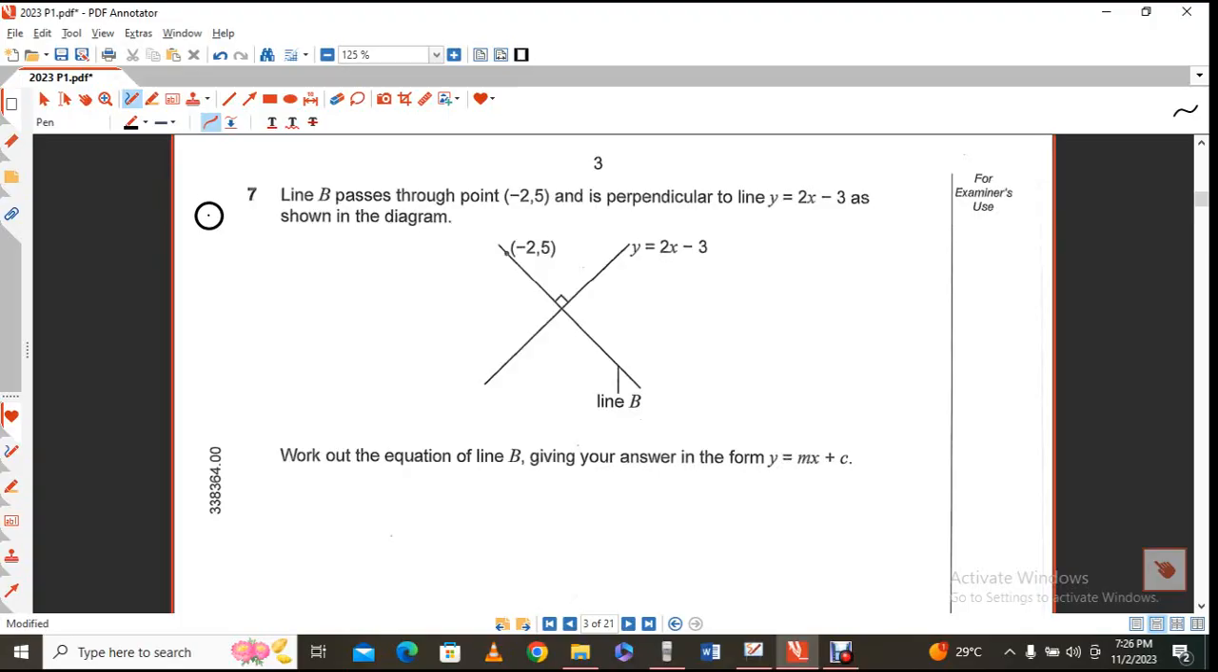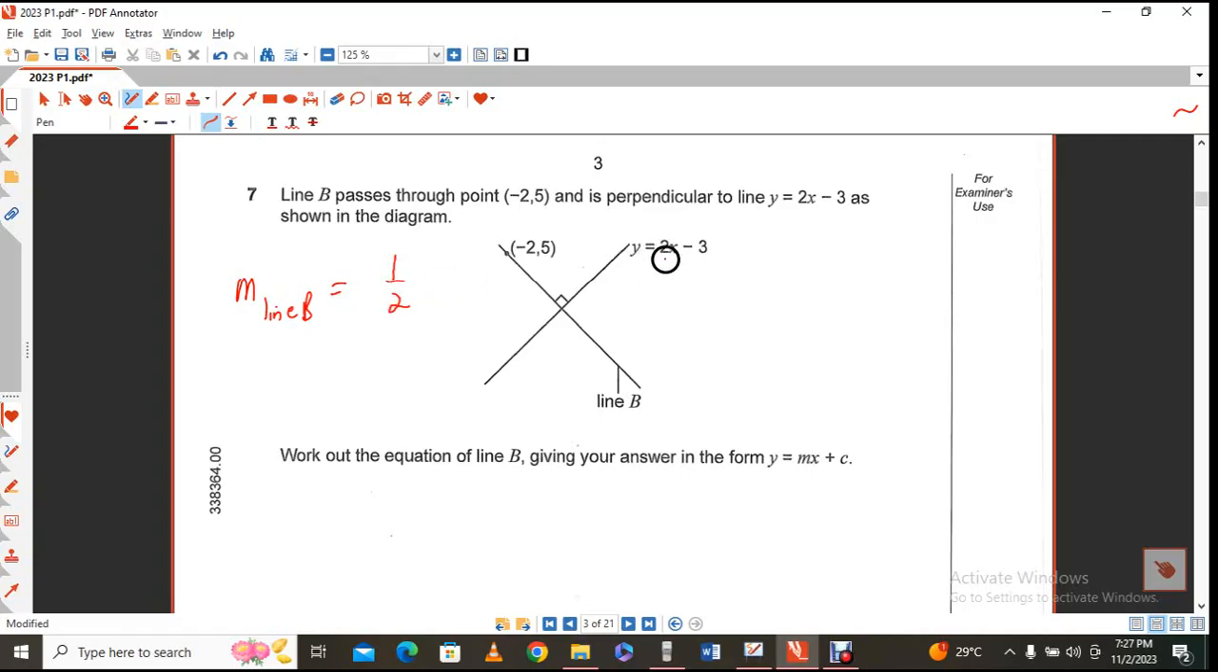Question 7, line B passes through the point (-2, 5) and they say that line is perpendicular to line y equals 2x minus 3, as you can see in the diagram. One thing that you should know about perpendicular gradients is that the product of perpendicular gradients gives you -1. So if this gradient is 2, then the gradient of the line that we're looking for, the gradient of line B, would be the negative reciprocal of 2, which is negative a half.